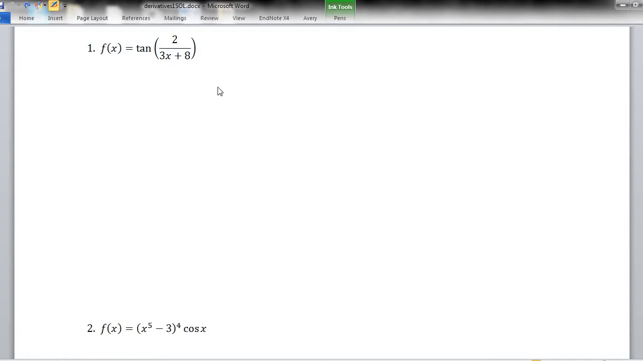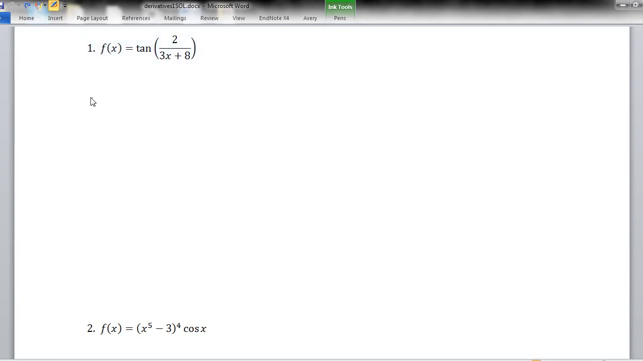And to decide what to use first, what you want to do is imagine plugging in a value for x and then simplifying this expression. And you want to think, what's the last thing you would do? Okay. And the last thing you would do is to take the tangent of whatever this fraction was. And so that means we have to use the chain rule first here.